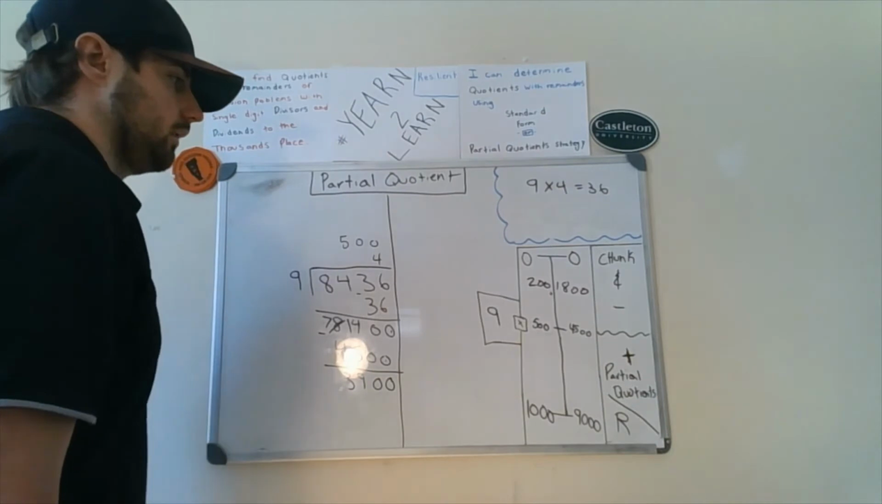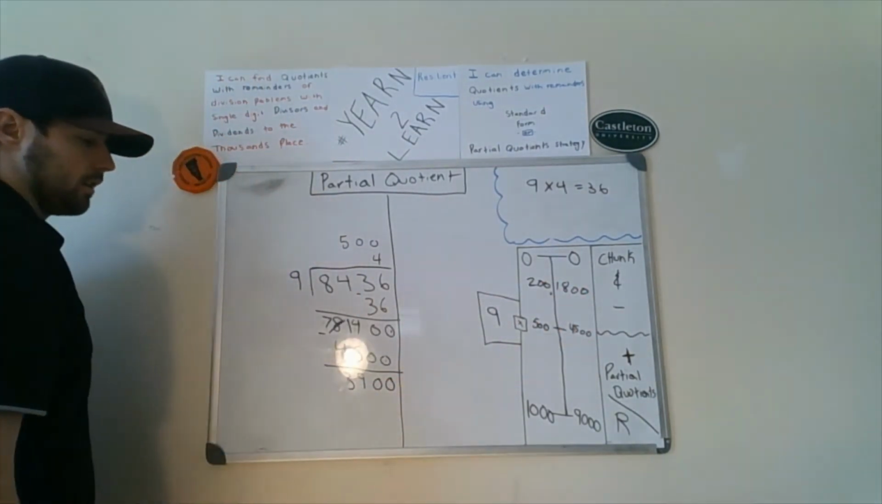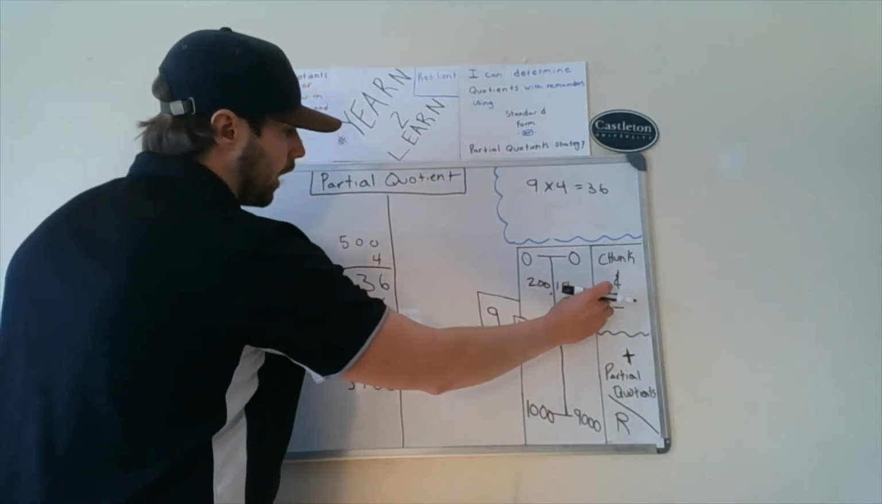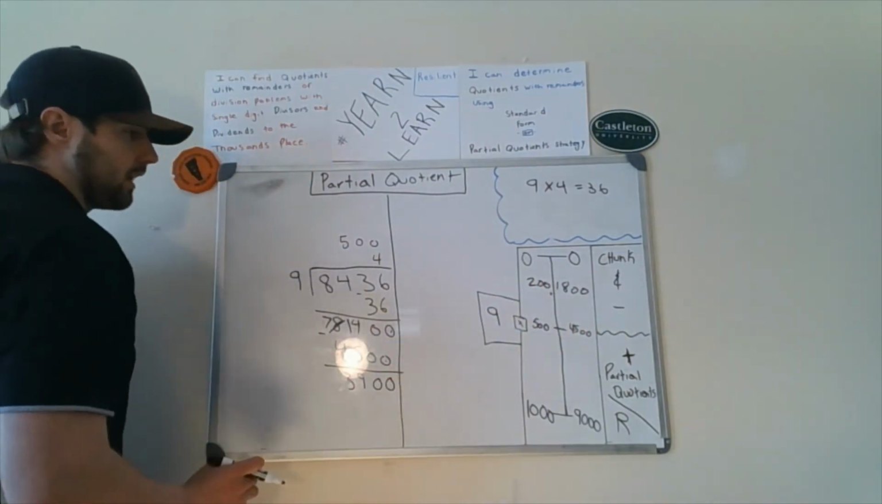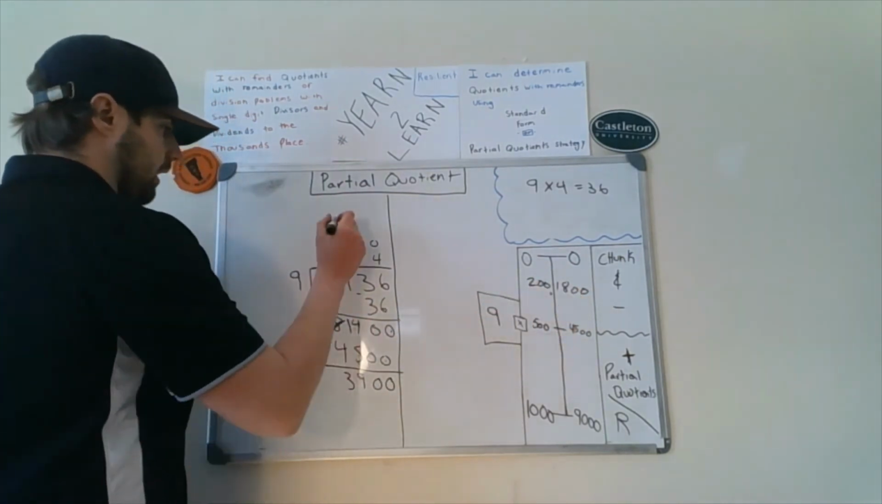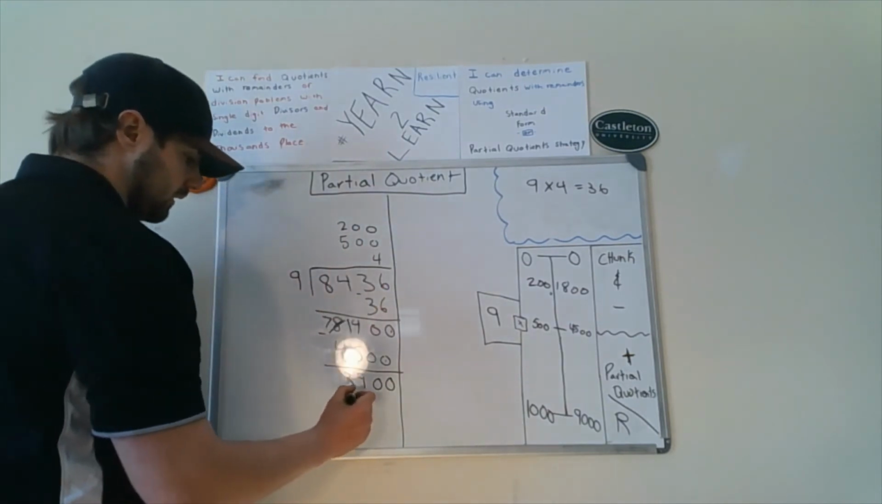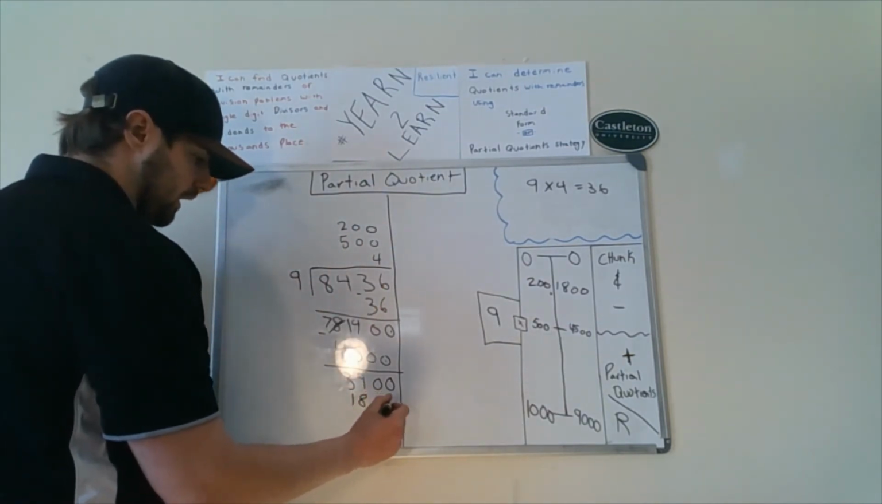I am going to tack those things on there. 1,800. Can I chunk out 1,800 from 3,900? Absolutely can. It is smaller. Let's do it. I chunk out that 200. 9 times 200 is going to give me 1,800.